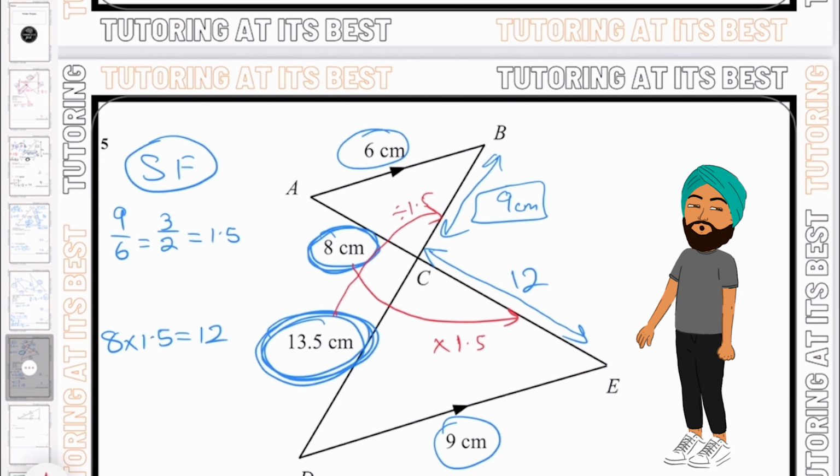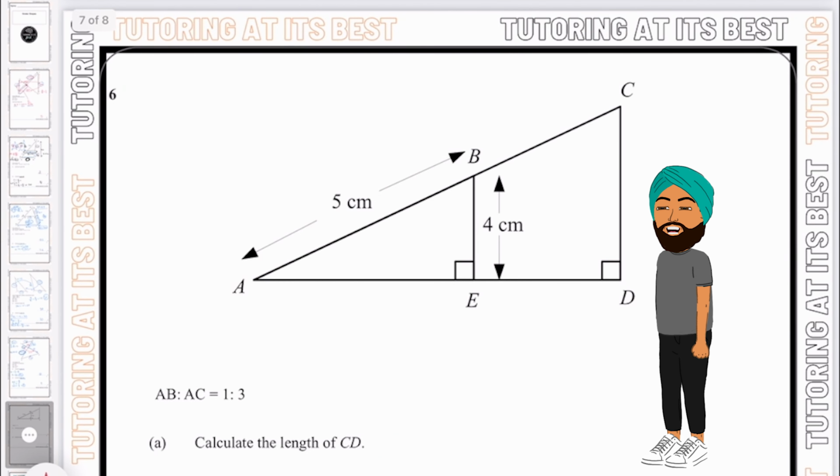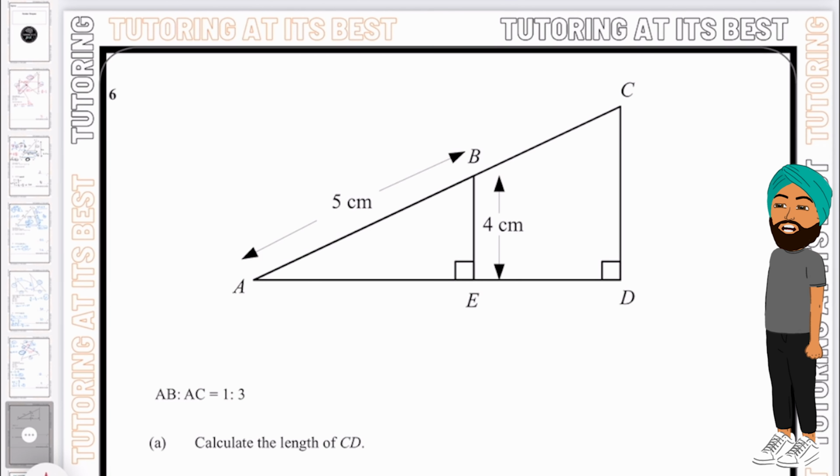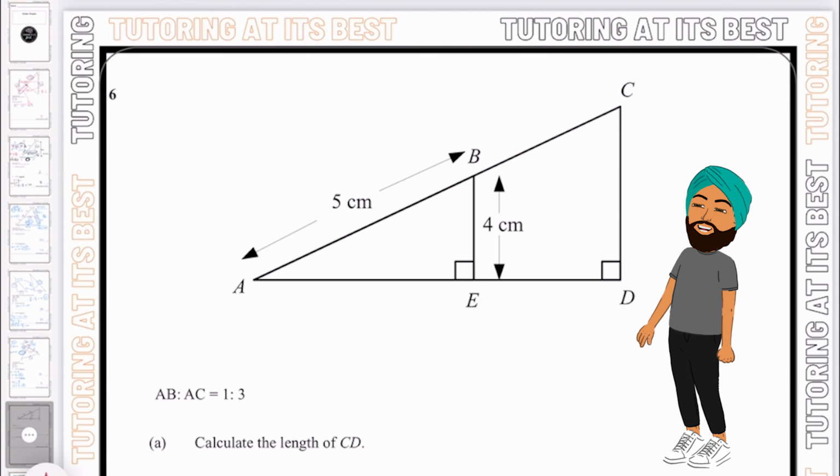Beautiful work. Let's now move into question 6. So in this specific question, we're now faced with a ratio, which is A to B and A to C is 1:3. So that means for every 1 that AB is, AC will be 3 times more. So what are we going to do here?